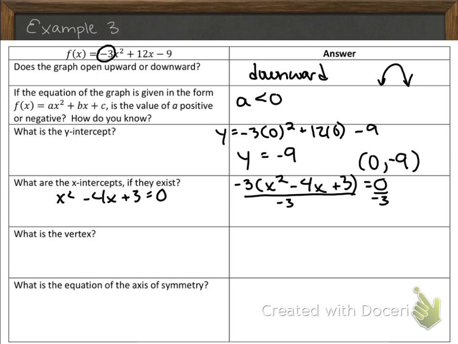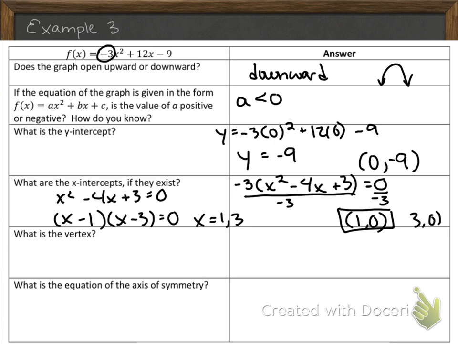Now we need to factor it. So we have x minus 1 times x minus 3 is equal to 0, which means our two solutions are either positive 1 or positive 3. Once again, I remind you that these are not ordered pairs yet, so we need to write them as ordered pairs. We got them by setting y equal to 0. So our two x-intercepts are (1, 0) and (3, 0). Again, that's going to be important when we go to graph them on the next page.